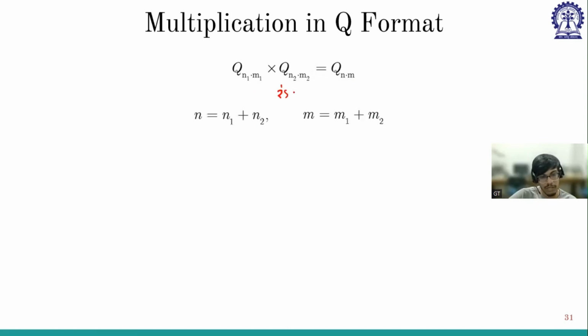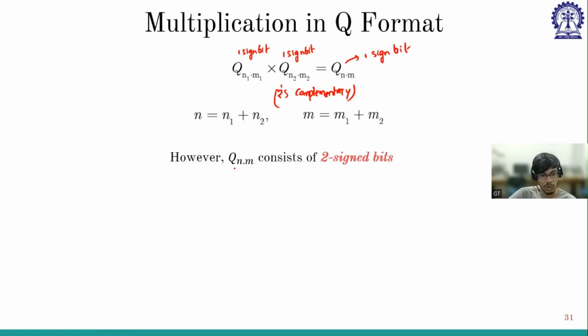We are dealing with 2's complement, right? So 1 bit is for sign. So here it has 1 sign bit. Here it has 1 sign bit. And how many does this need for sign bit? 1, right? So it also needs 1 sign bit. But we are adding 1 plus 1, 2 sign bits, which are redundant for sign. We only need 1. So Qn.m has 2 sign bits we don't want. So we can reduce the MSB and we can add a 0 at this end.